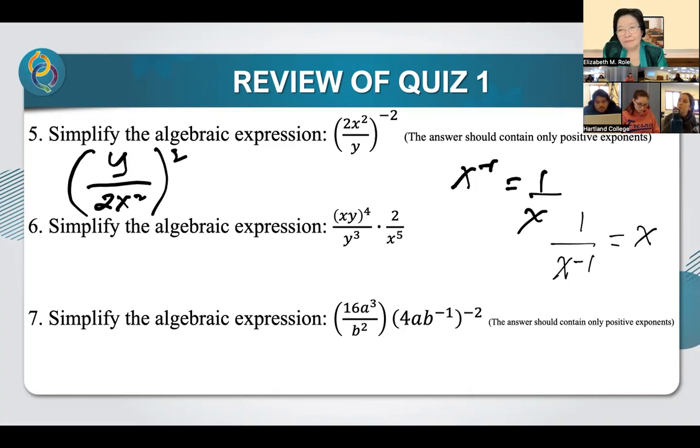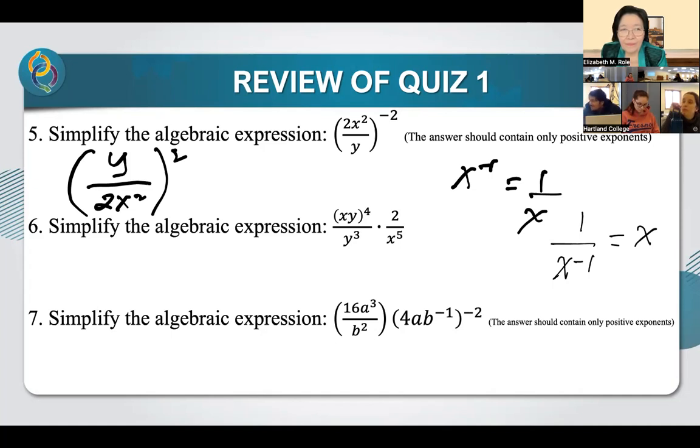And it works even when the exponent is on the outside of the parentheses. Yes, whether it's outside or inside, whenever the exponent is negative, always switch the position. All right.